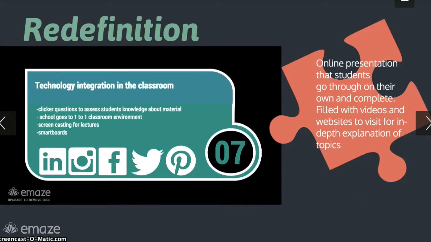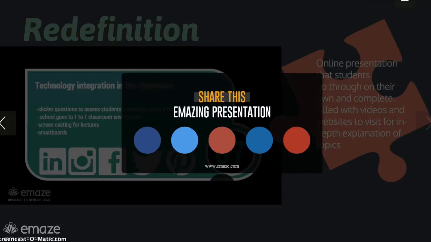And that is about all we have time for today of what the SAMR model is. I hope this has been somewhat educational and has really helped you further understand what the SAMR model is.